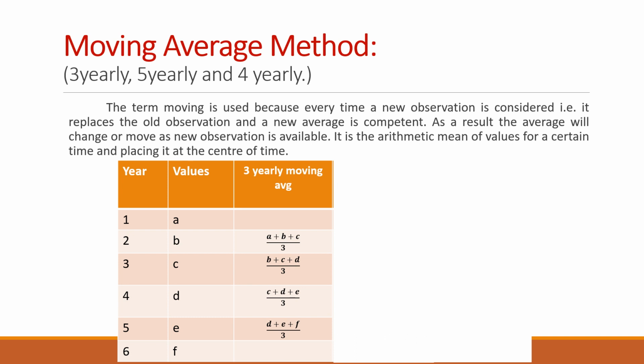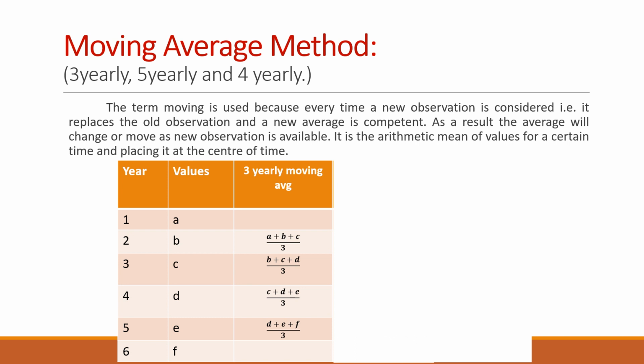In the case of 5 years, the same procedure is followed and the averages are placed at the center, the third year. If we consider 5 years, the center of the moving average will be the third year, so at the third year we place the values. So 5 years have to be considered and divided by 5.